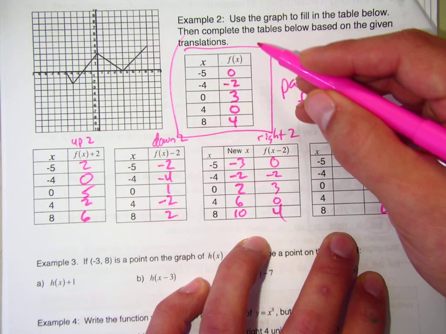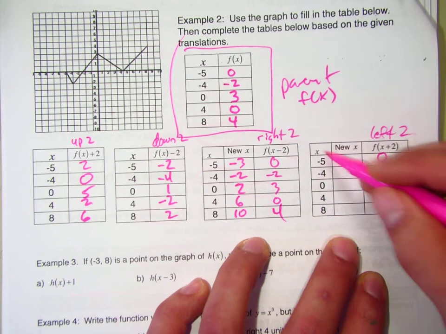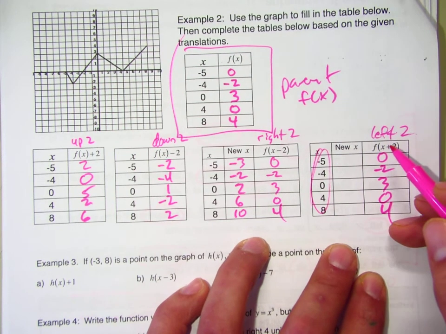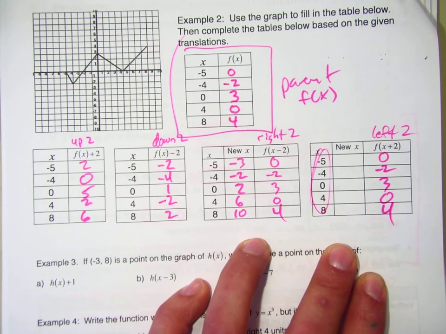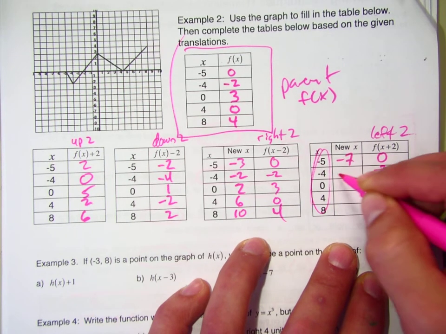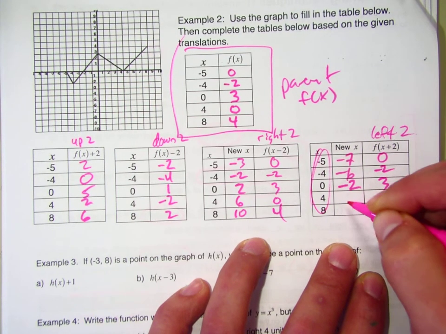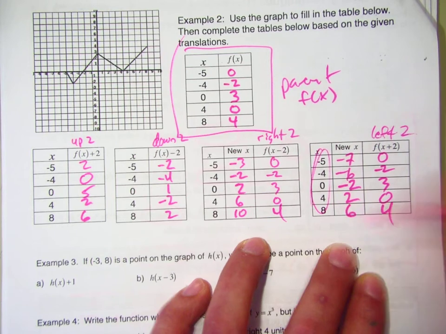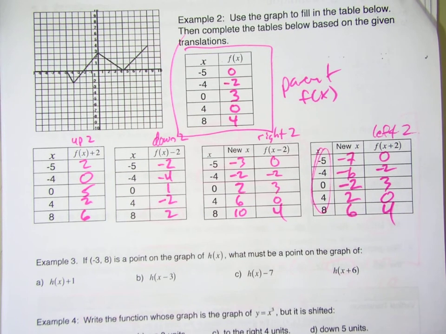Here it's the same thing. Go back. Well, here are the original x values. We shift everything left 2, so now the x's will decrease by 2. So this will be negative 7, negative 6, negative 2, 2, 6. Is this making sense? Yes. Okay.